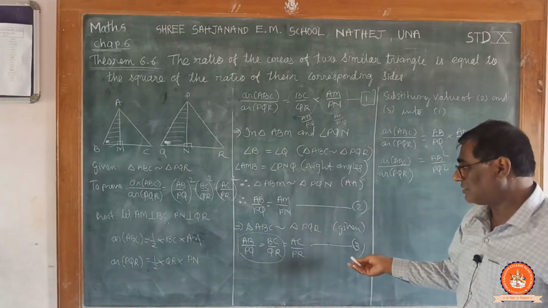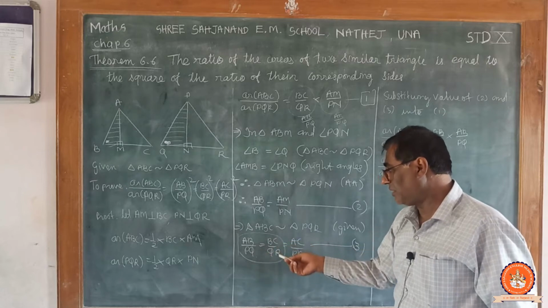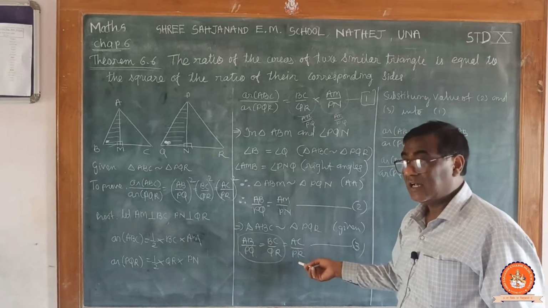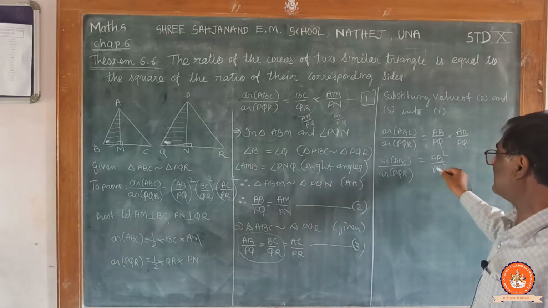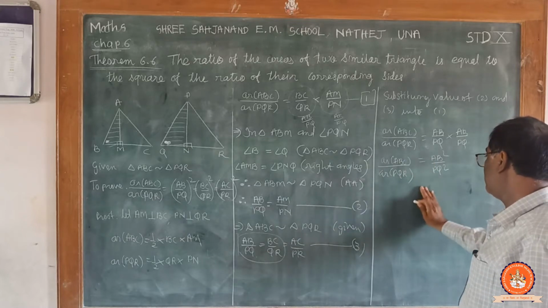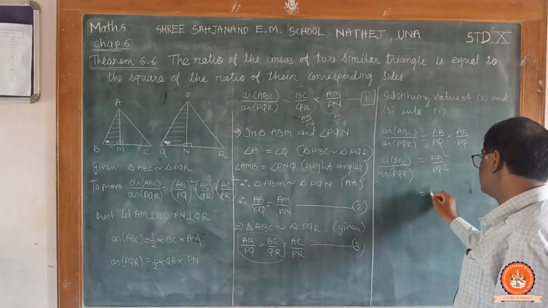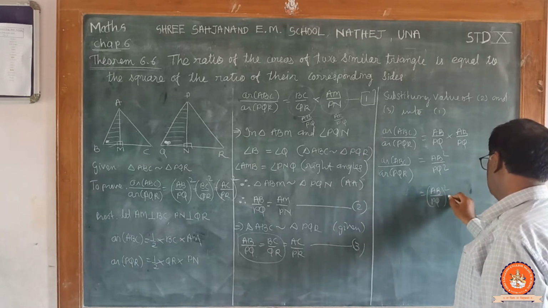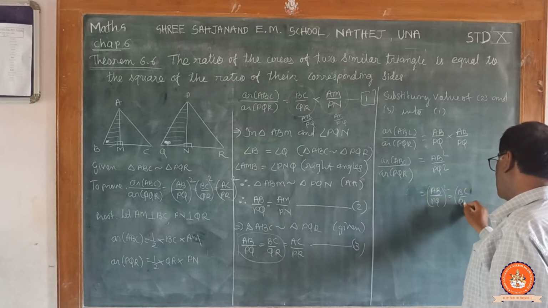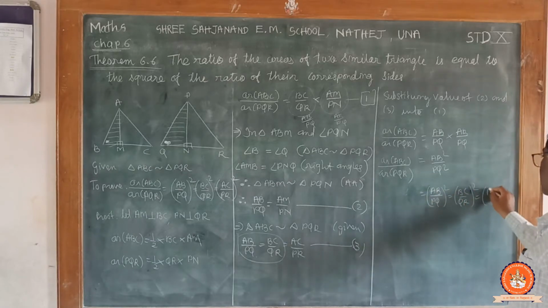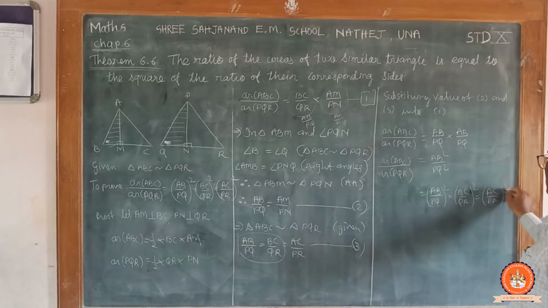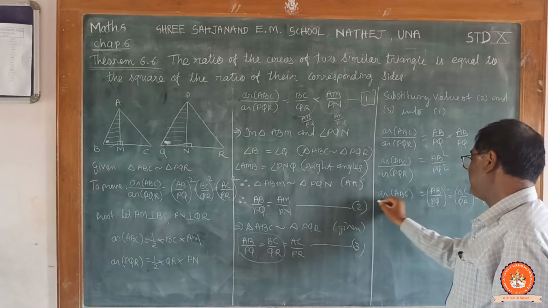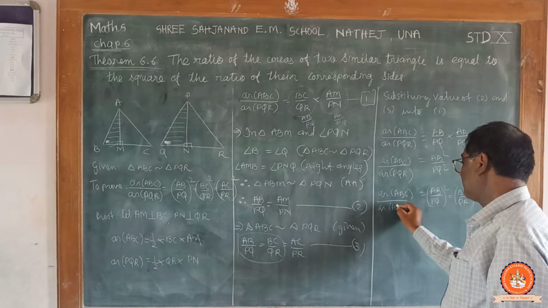Now in the result 3, it is obvious that AB upon PQ is equal to BC upon QR is equal to AC upon PR. All this ratio of the corresponding sides are equal. So if AB upon PQ equals this one, it can also equal AB upon PQ the whole square is equal to BC upon QR the whole square is equal to AC upon PR the whole square. Okay, so this is how we can prove this theorem.